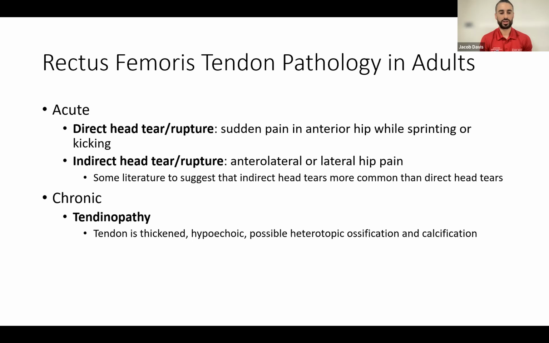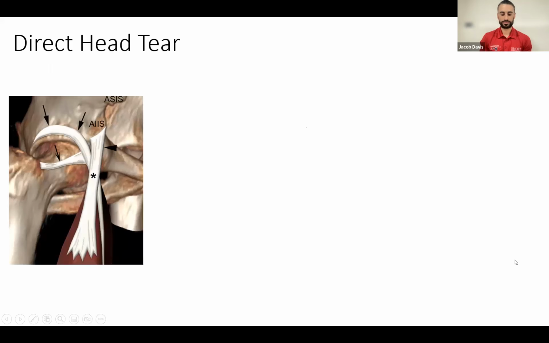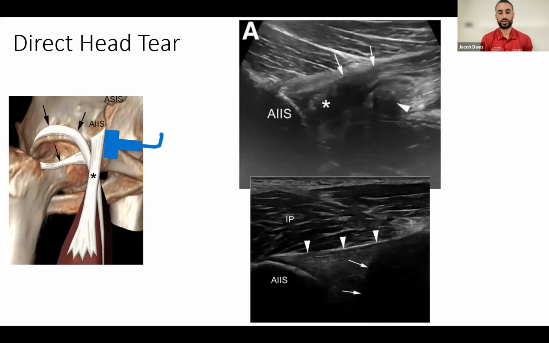And then for our chronic injuries, these are going to be our tendinopathic injuries, like you would see in other places in the body: thickened, hypoechoic, calcified tendon for tendinopathy. So let's get into some of those images. This is looking at the direct tendon in longitudinal axis again, and the abnormal is above, normal is below.